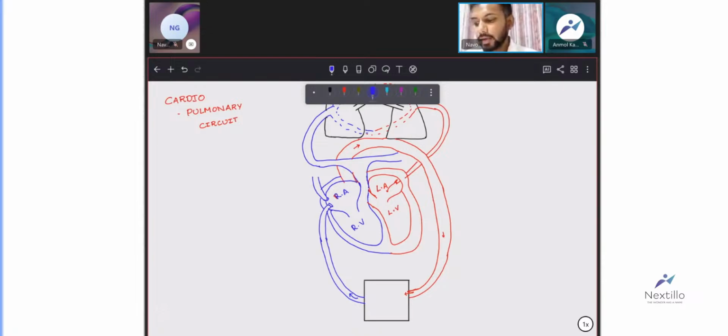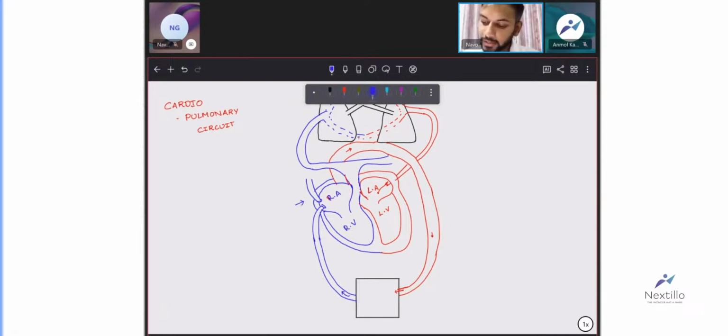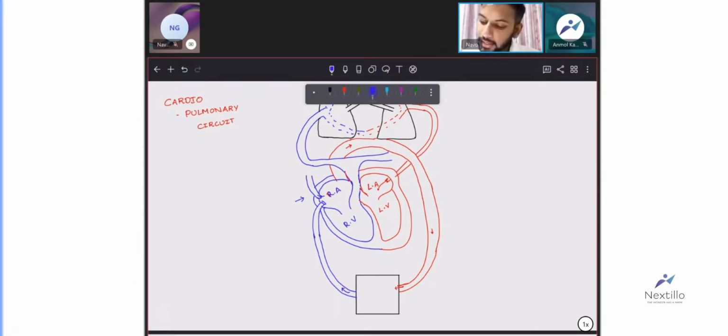Yes. So as I've drawn the right side with blue color, you're getting deoxygenated blood into the right-sided chambers, and oxygenated blood into the left-sided chambers. It is fairly simple. First, let's start from here itself. So you're getting deoxygenated blood into the right atrium through the vena cava. What are those? Superior vena cava and inferior vena cava.